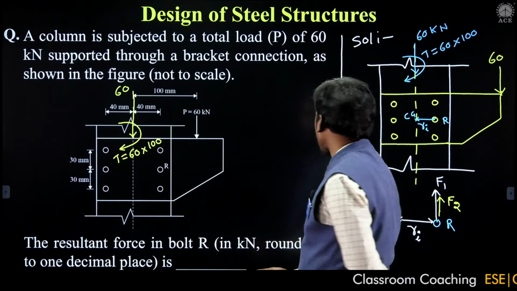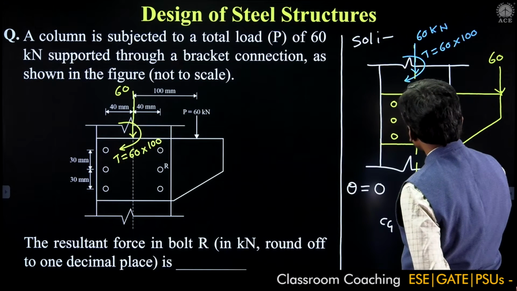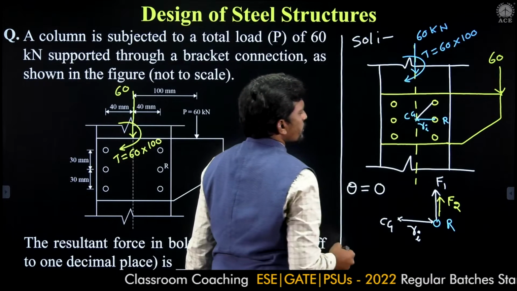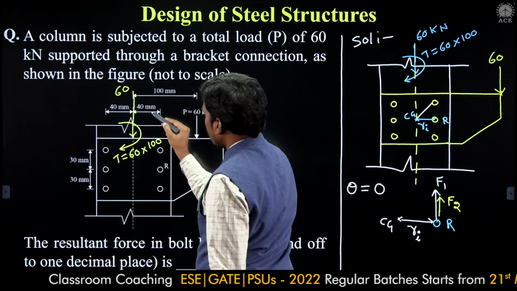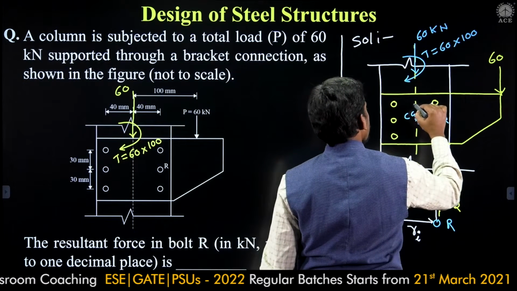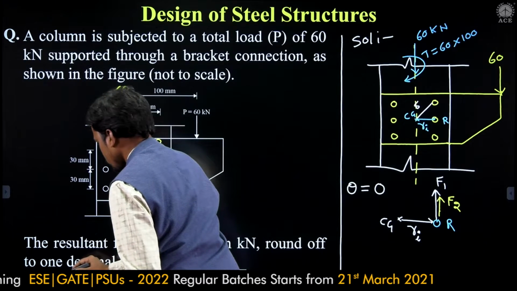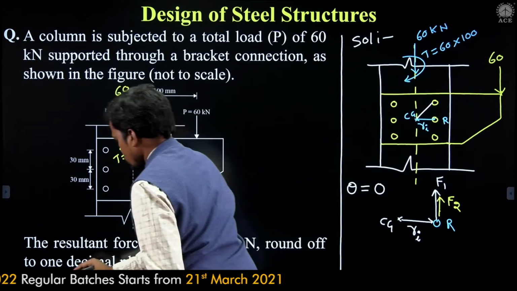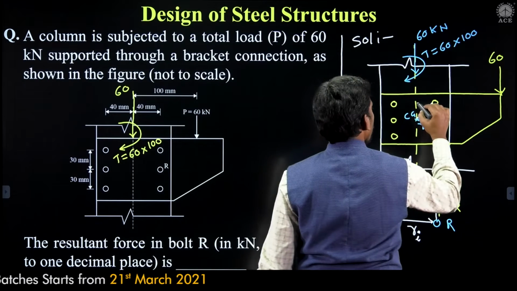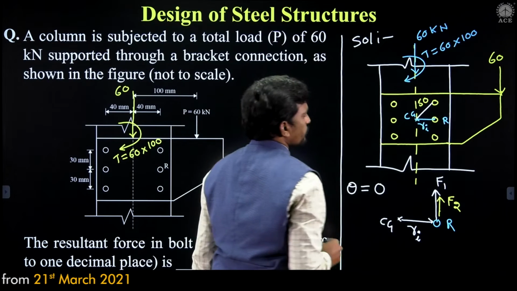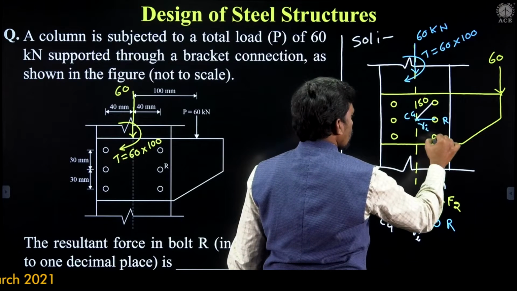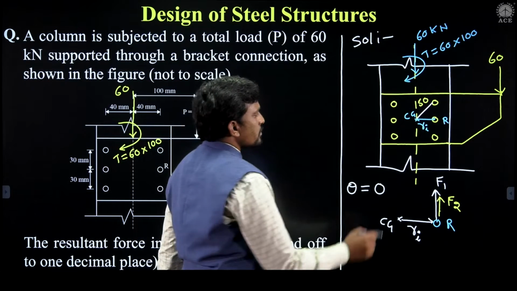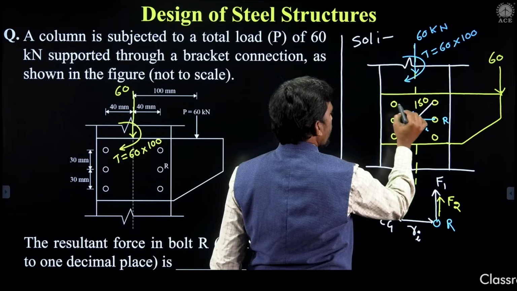Now what is the radial distance of all the bolts here? What is the distance from the center of gravity to this bolt? This is given 40 and this is given 30, so this radial distance is 50 mm. Even this and this also 50 mm, this also 50 mm, this also 50 mm. It means the far end bolts, how many 50 mm radial distances are there?